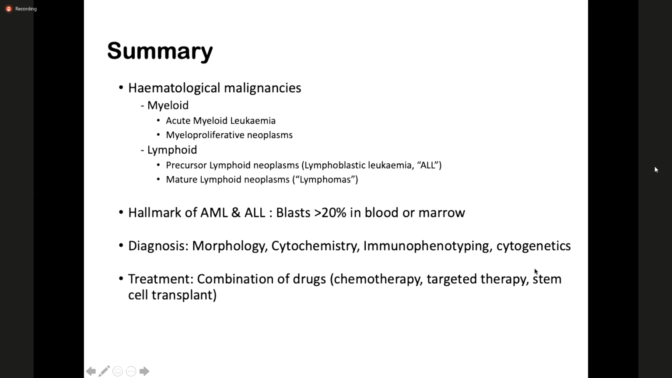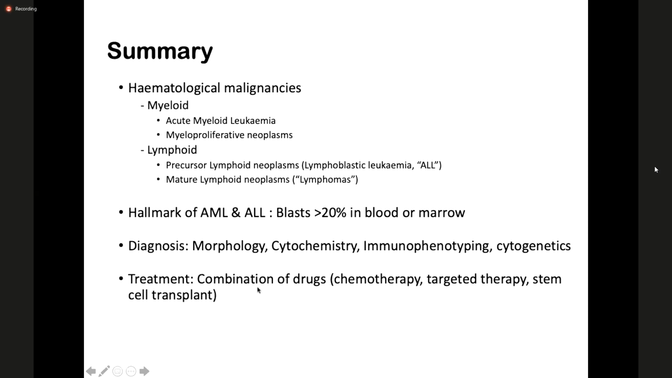And equally, genetics plays an important role in diagnosing as well as classifying or categorizing the subtype of AML. Not only the cytogenetics by karyotyping, but also the molecular genetic studies by PCR, FISH, and also next generation sequencing and whole genome sequencing.